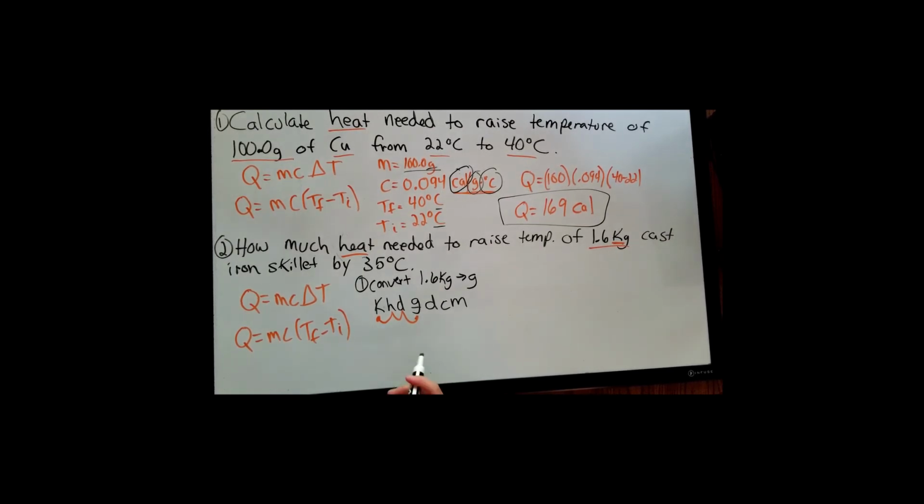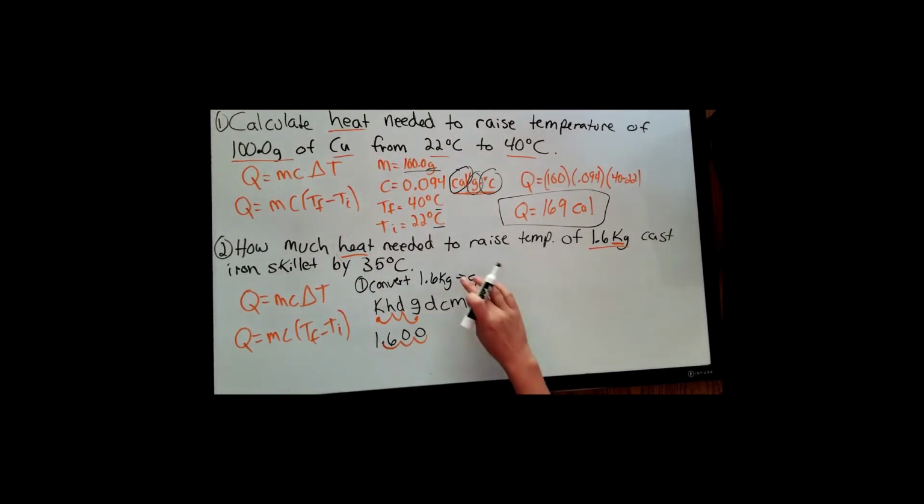Okay, so starting with my number, my 1.6, I'm going to start at the decimal point and I'm going to move that decimal point 1, 2, 3 to the right, just like I did up here. What's going to go in those empty spaces are zeros. So 1.6 kilograms is equal to 1,600 grams. So this value is what I want to use as my mass.